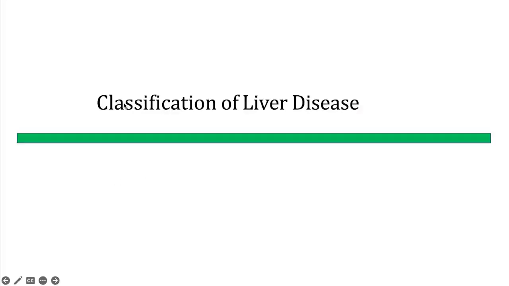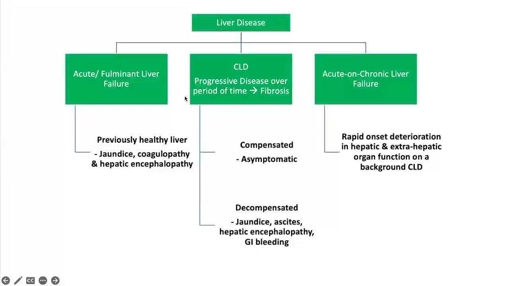Moving into the classification of liver disease, there are three main entities of liver disease. This is important when we manage patients in our clinical practice. So the first entity is acute fulminant liver failure, where there's a sudden loss of almost all the functions of the liver in a previously healthy patient, right? Previously the liver was healthy, but there is sudden loss of maybe total function of the liver. So we call it acute or fulminant liver failure. It is characterized by this triad of clinical features, that is jaundice, coagulopathy, and hepatic encephalopathy.